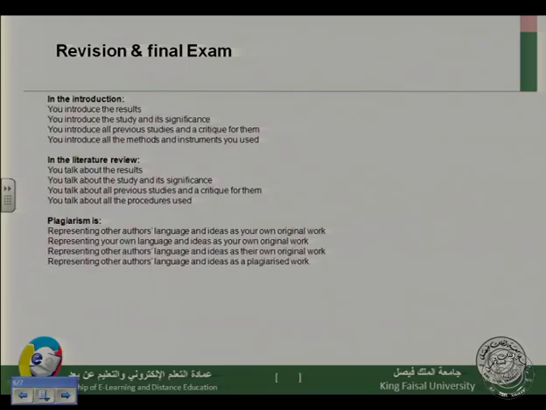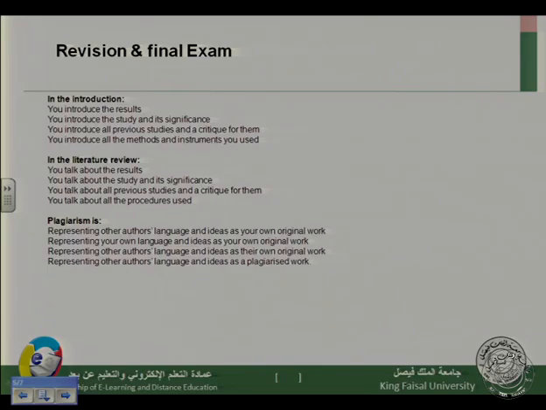In the introduction, you introduce what? You introduce the study and its significance. So it is number 2. In the literature review, you talk about what? The previous studies, and you criticize them. So it is choice number 3.